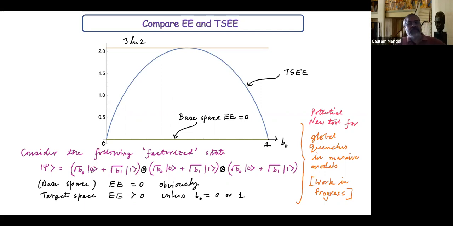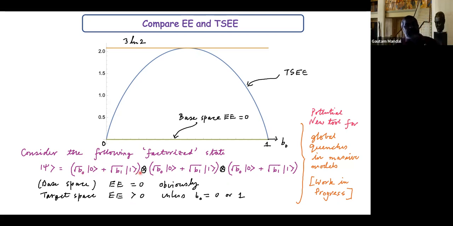You could also play with different linear combinations, but it's factorized. As soon as it's factorized, the base space entanglement entropy will be 0. So you might say, okay, what's going on? After all, there is something non-trivial about this state, but it just gives you 0. Now comes the target space entanglement entropy. If you compute it, and it's an easy calculation, you will find this is the target space entanglement entropy as a function of B naught. By the way, B1 is 1 minus B naught, so that's not an independent quantity. The target space entanglement entropy in this case is non-trivial, and it is maximized when this is the most non-trivial linear combination of 0 and 1.